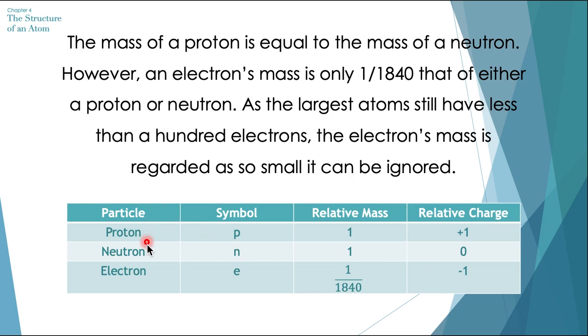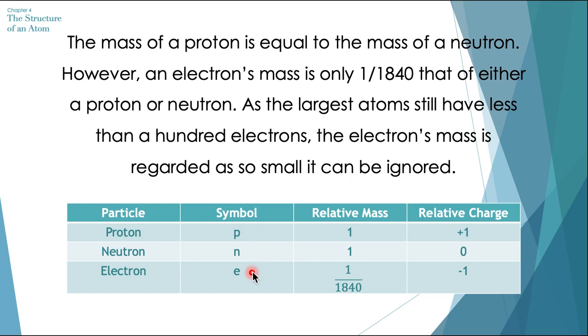So, together these particles make up a stable atom, a neutral atom, with the positive charge being cancelled by the negative charge as well. As the largest atoms still have less than 100 electrons, the electron's mass is regarded as so small it can be ignored. So, the protons and neutrons have equal mass, 1, and the electron's mass is only 1 of 1840, that of either a proton or a neutron. So, the electron's mass is negligible.